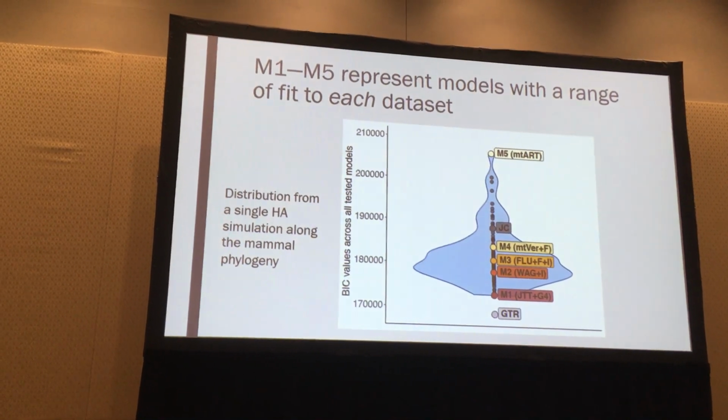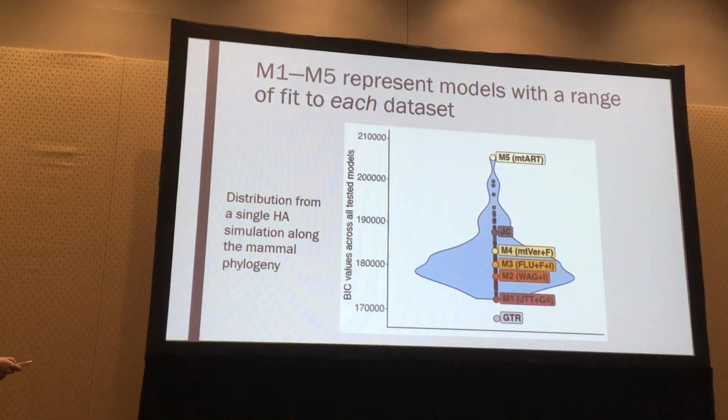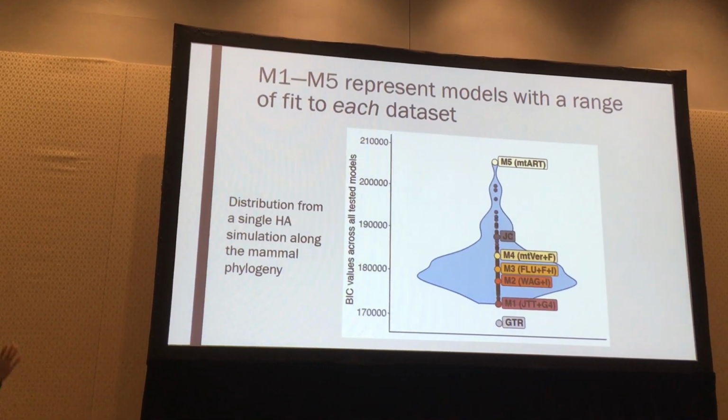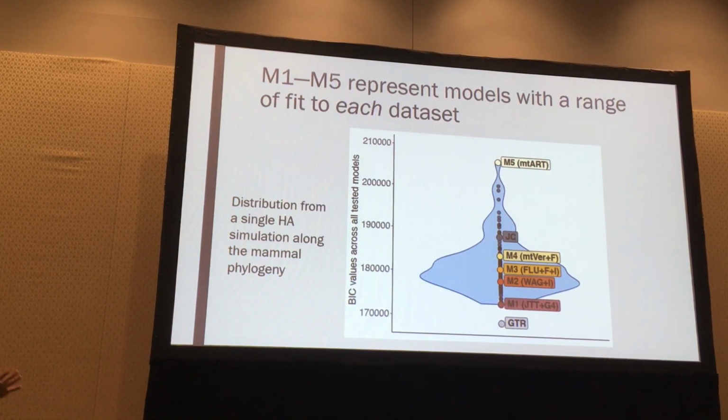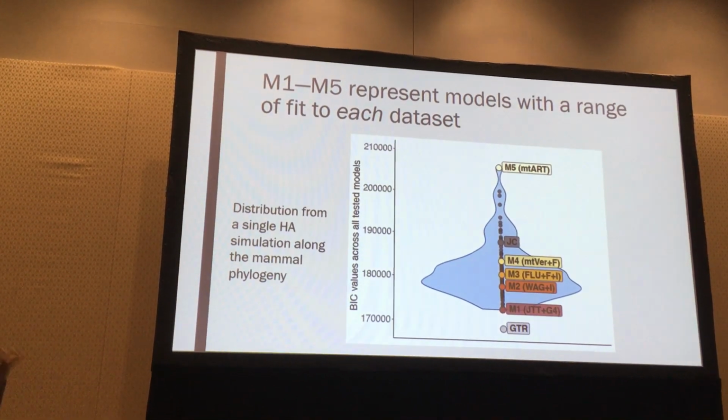I also have Jukes-Cantor, which tended to fall right about here for simulation, so between M4 and M5. And interestingly, the GTR model. The GTR model for the simulated data was actually the best fitting to all the data, which is probably because the simulations were pretty informative.